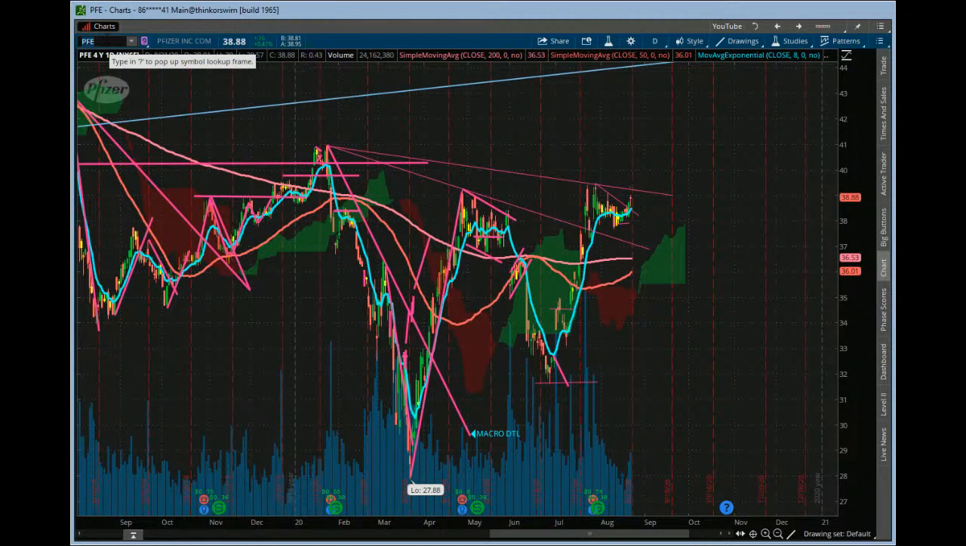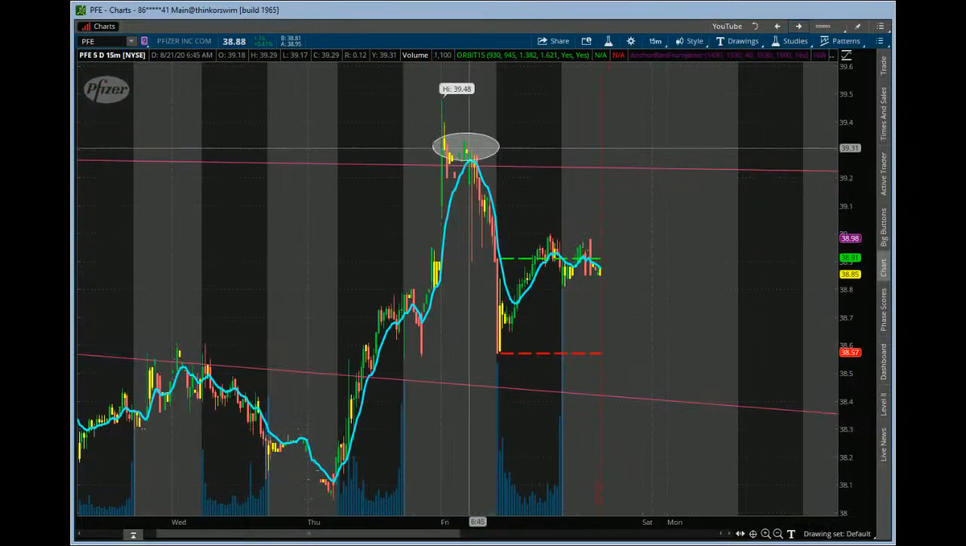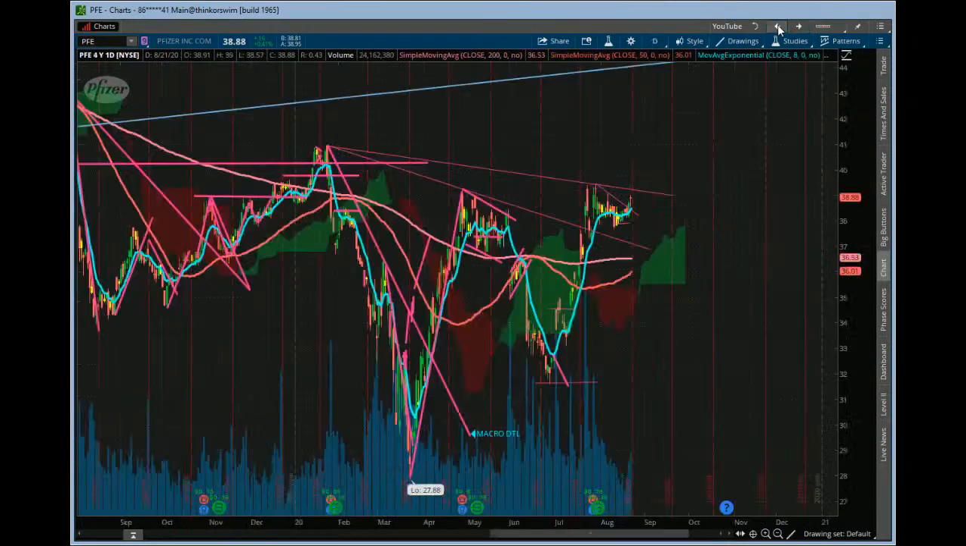PFE got out of a little bit of that triangle there, but it's got to get out of this more macro geometric line that we can see up here. It gapped up the other day and pulled back pretty hard. So it was looking good, and then it kind of came back in. So that's kind of blah. Let's see if we can get back up to those levels with some volume on PFE.